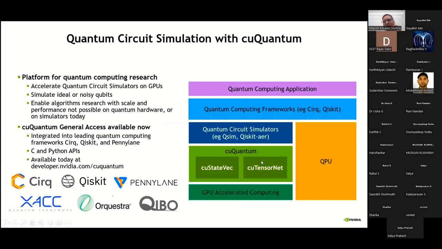So are you seeing this picture? Yes, sir. So right, the yellow is quantum processor or quantum computers. Here, NVIDIA has no role. Okay. Got it? Yes, sir.